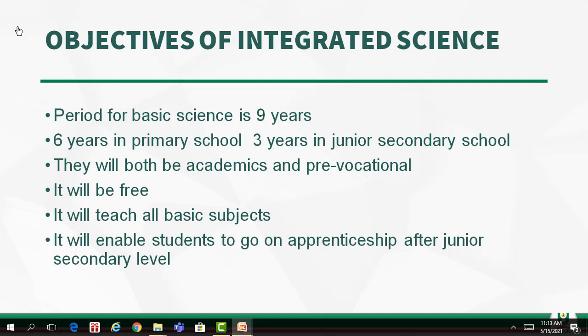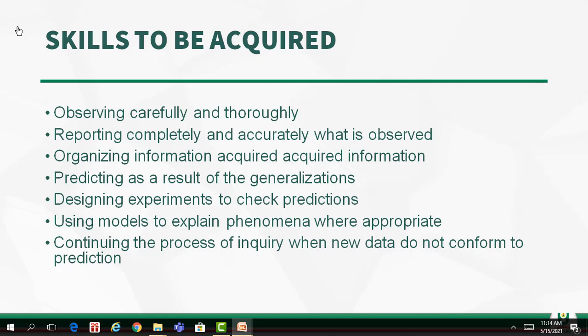Whatever the science program for the primary and junior secondary school levels, it must be considered that the national objectives on education must be considered. And what are these objectives? The objectives of integrated science, which I have just mentioned, are aimed at making students acquire the following skills. And what are these skills? The students should be able to observe carefully and thoroughly.